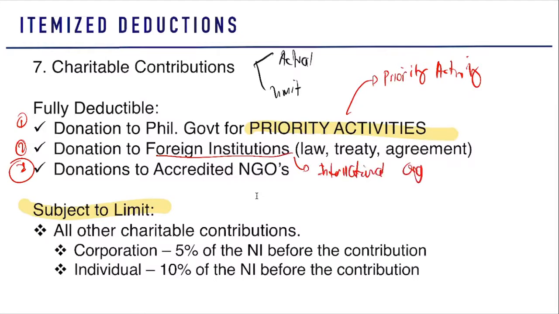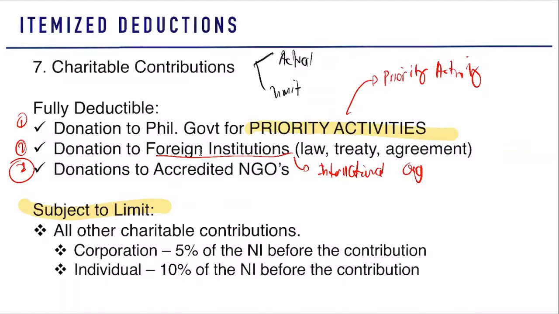What are some international organizations that you know? We have UNICEF and the World Health Organization. So those are different international organizations. But take note, not all international organizations, if you make a contribution to them, can be deductible.